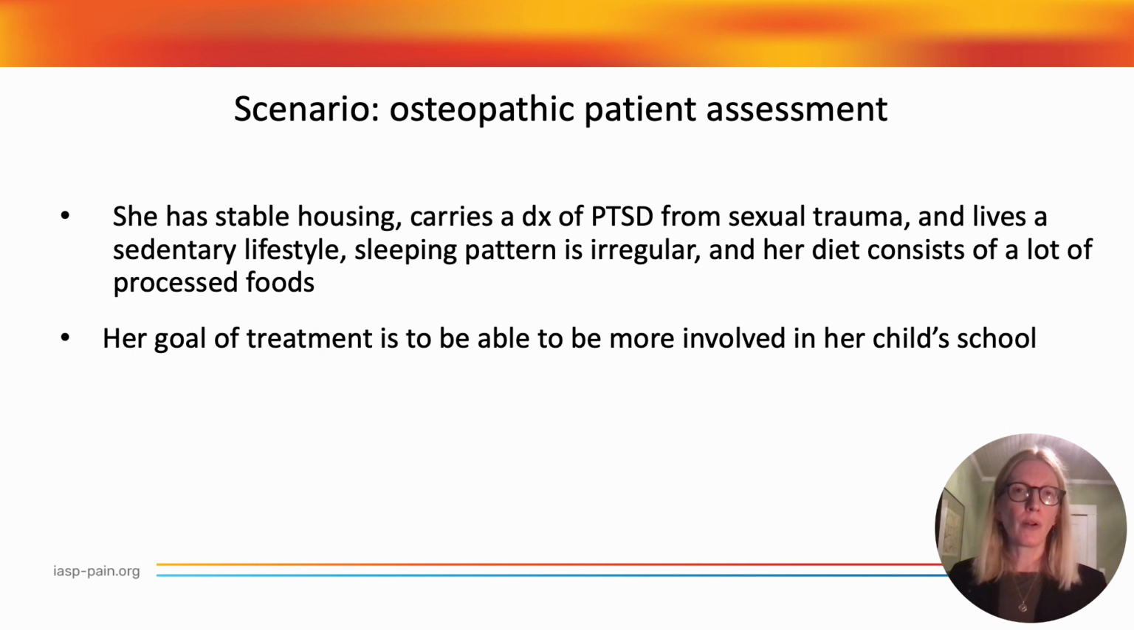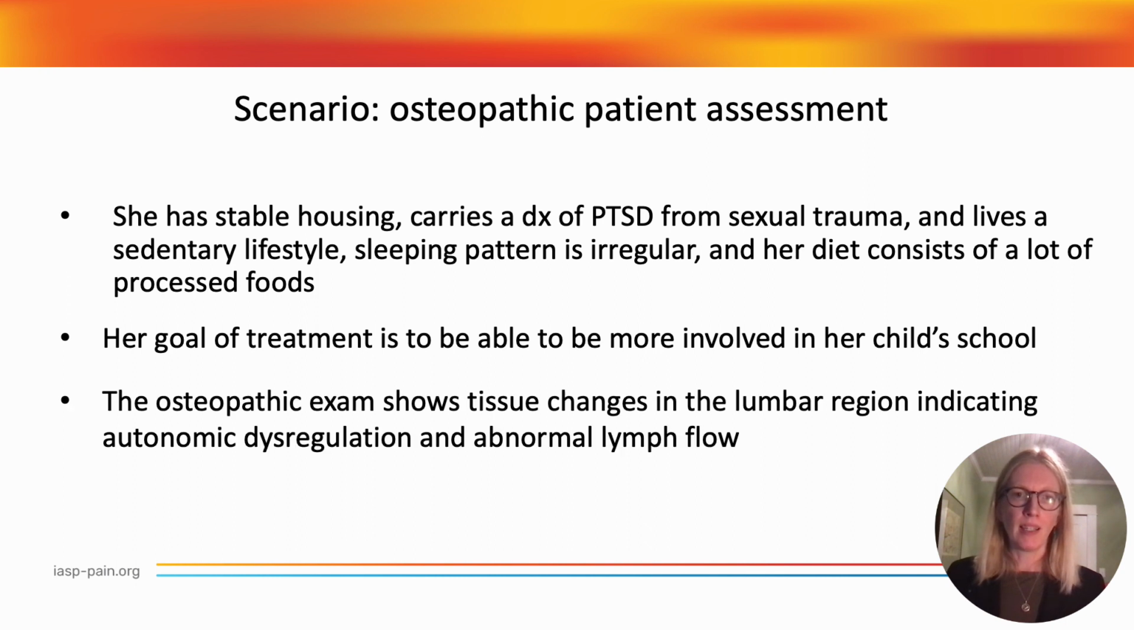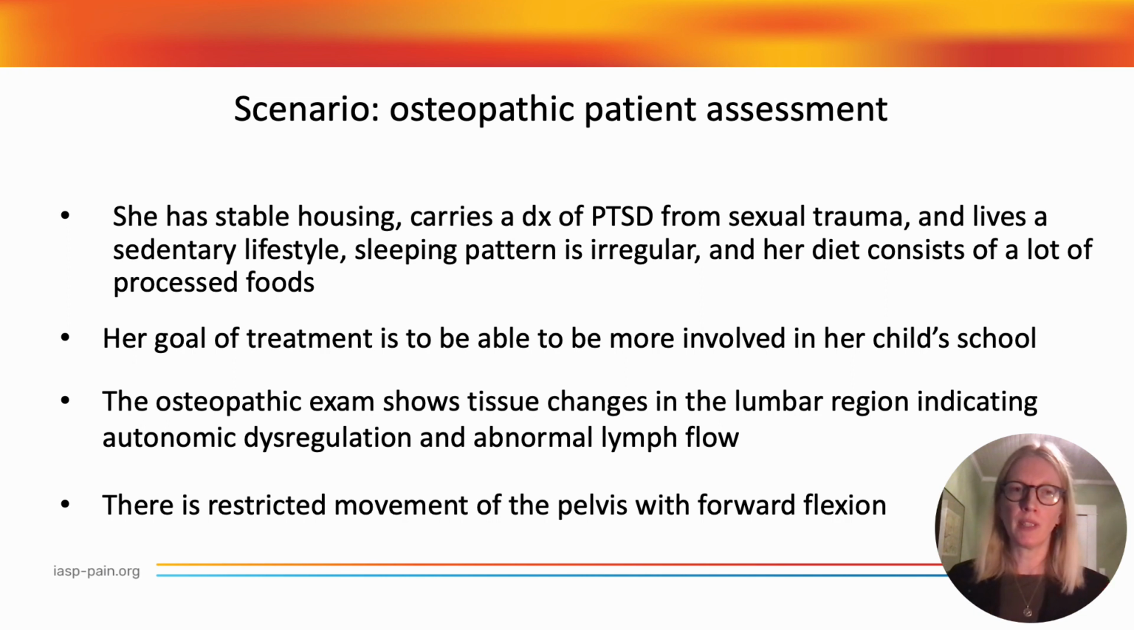You want to know what her goals are so that you can align your care with what she's hoping for. And her goal is to be able to be more involved in her child's school. There are some field trips she wanted to chaperone, but doesn't feel like she has the energy to do that right now. You do an osteopathic exam and it shows that she has some tissue changes in the lumbar region, indicating that she may have some either autonomic dysregulation or abnormal lymph flow in that area.